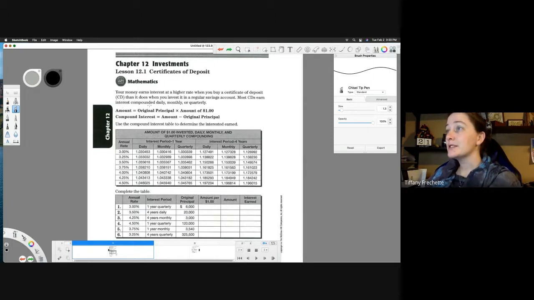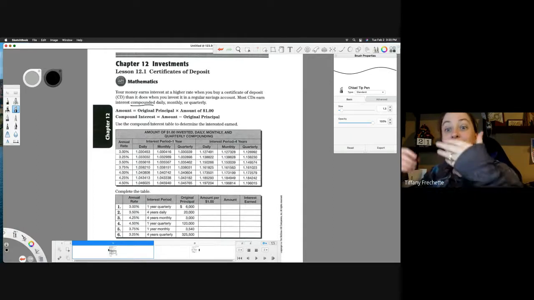So your money earns interest at a higher rate when you buy a certificate of deposit, or CD, than it does when you invest it in a regular savings account. Most CDs earn interest compounded daily, monthly, or quarterly. The word compounded just means that's how many times it's added back into your account, and it can actually start earning interest. So it's earning interest on itself. Kind of an interesting concept there.